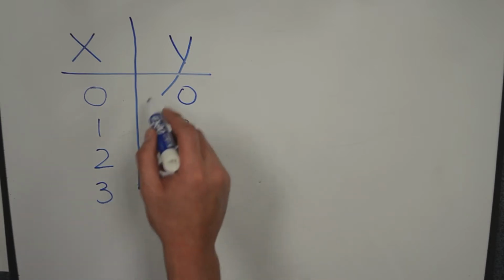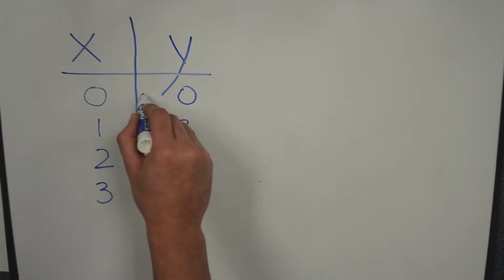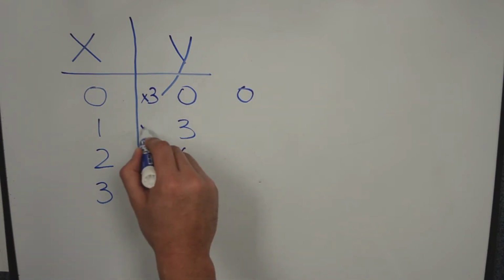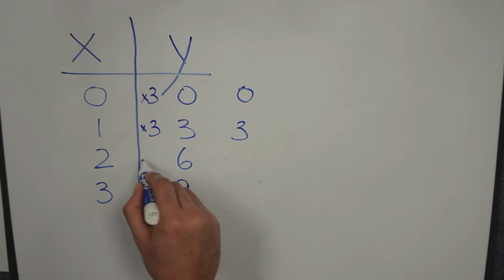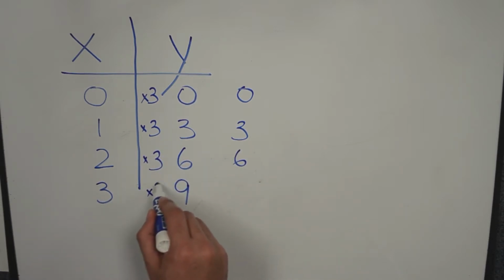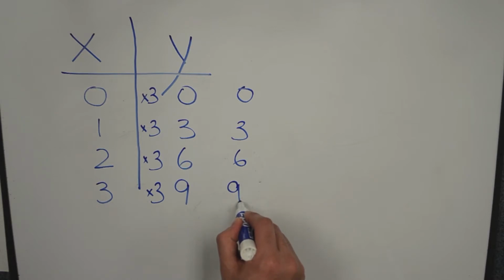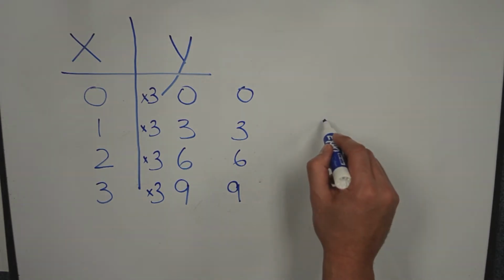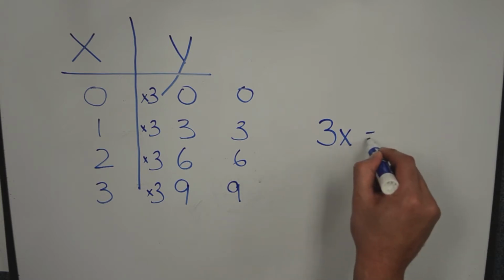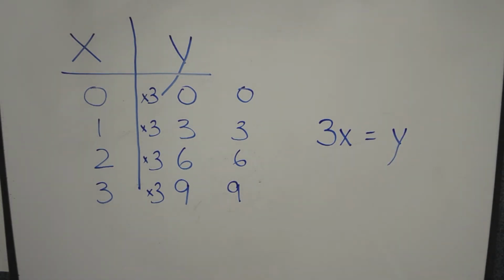If we look here, it seems like 3 is a common factor. So 0 times 3 gives me 0, 1 times 3 gives me 3, 2 times 3 gives me 6, 3 times 3 gives me 9. So now we have that relationship. We find that we're multiplying the x values by 3 in order to get y. To make a math equation, we just write 3x is equal to y.